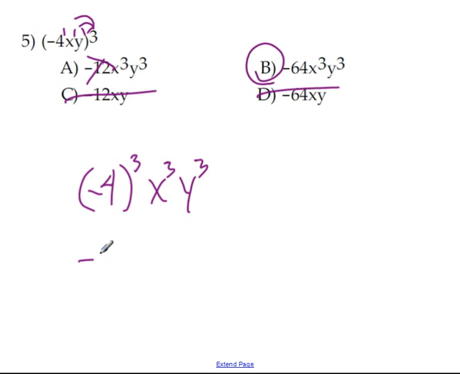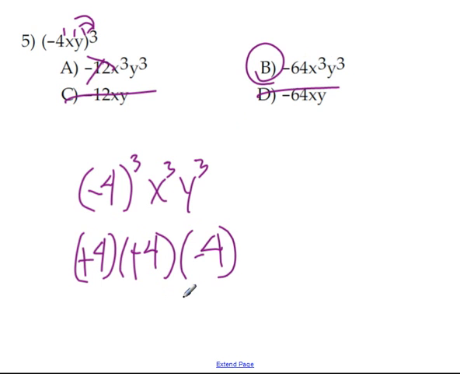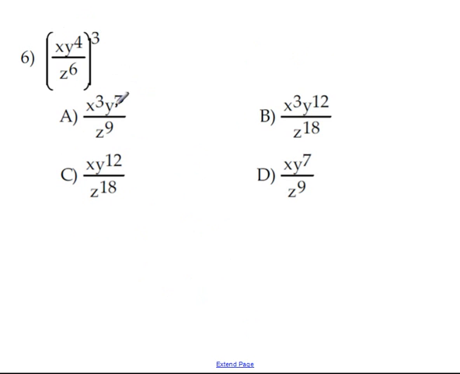It's negative because if you do negative 4 3 times, only 2 of these are going to cancel out, and we're still left with this guy. So that's why our odd powers are always going to leave the negative sign there. Even powers will get rid of it because there'll be an even amount to pair up and cancel out.